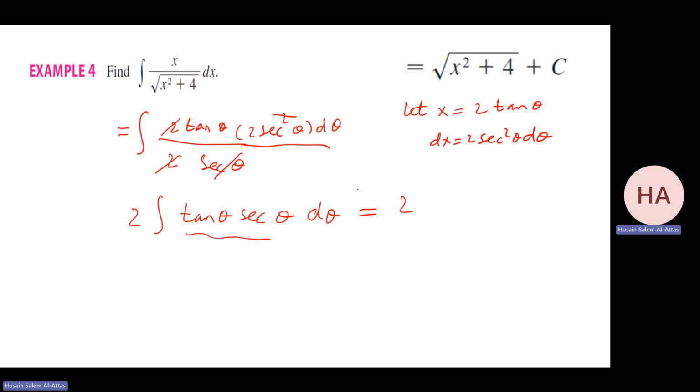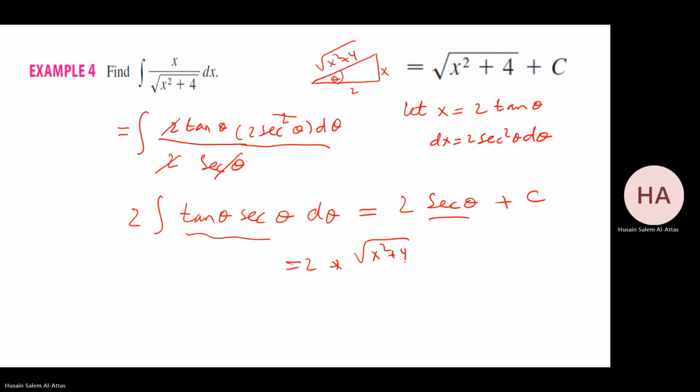That will be what? What's the integral of tan secant? That will be secant theta. Let's see. What is secant? I'll do the triangle. That is x over 2. So tan, this is theta, x over 2. That will be square root of x squared plus 4. I need secant. That will be 2. What is secant? Hypotenuse over adjacent. Let's see. That gives me square root of x squared plus 4 plus C. Nice.